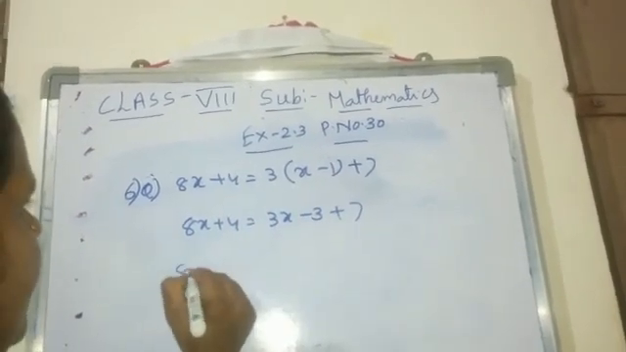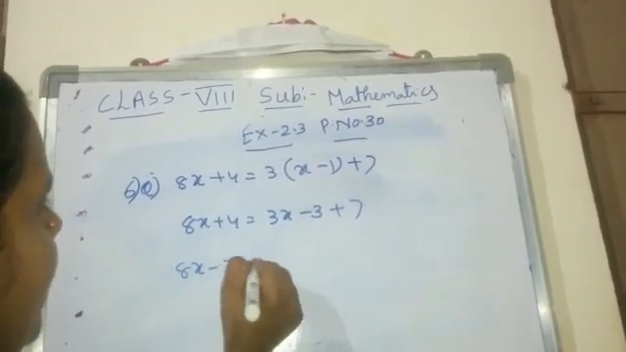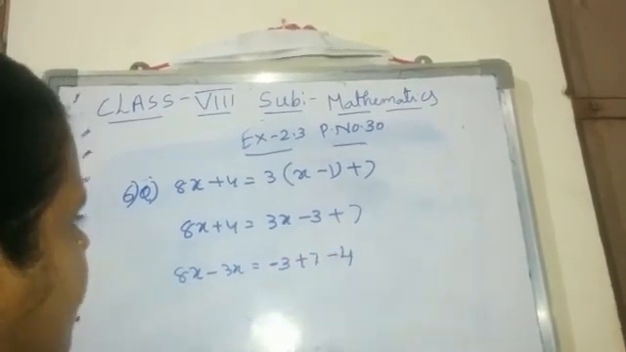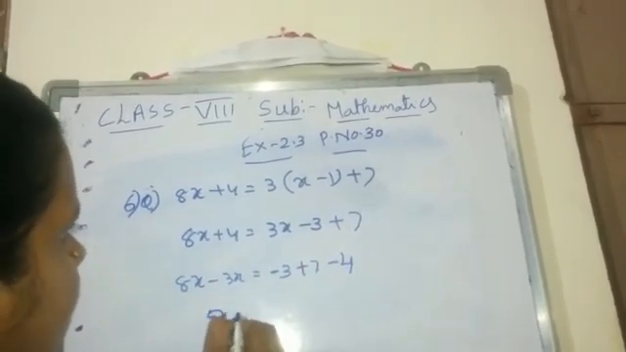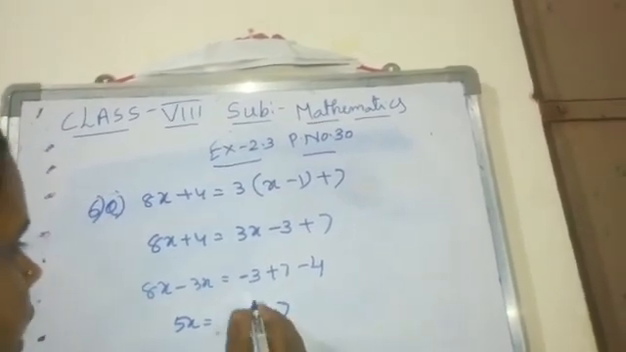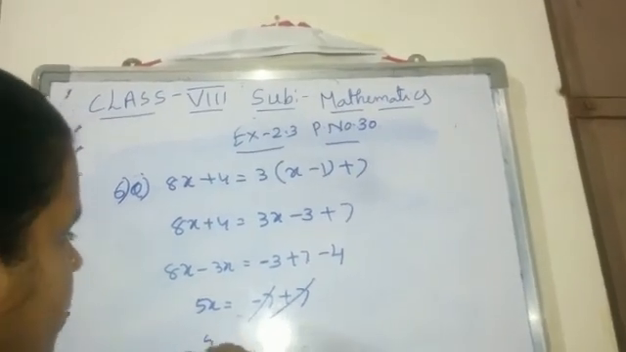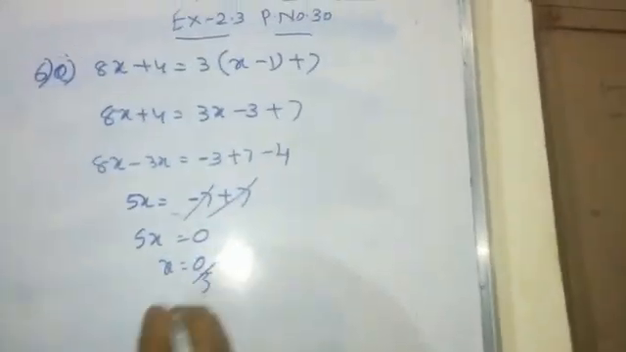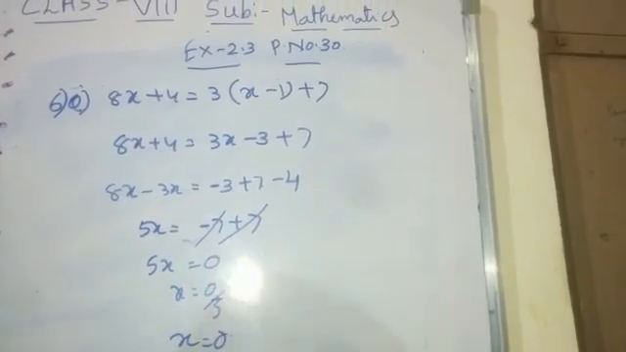Now transpose the x value. So 8x minus 3x is equal to minus 3 plus 7 minus 4. So 5x is equal to, two negative values, add and keep the negative symbol. So plus 7 and minus 7 will be cancelled. So 5x is equal to 0. x is equal to 0 by 5. So x is equal to 0.